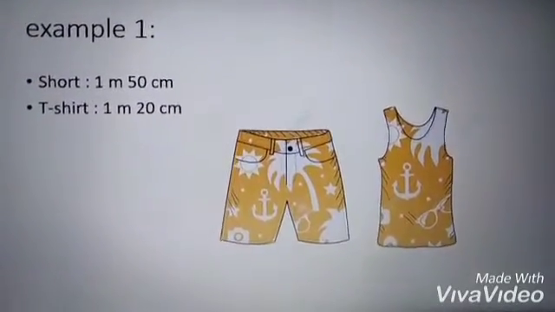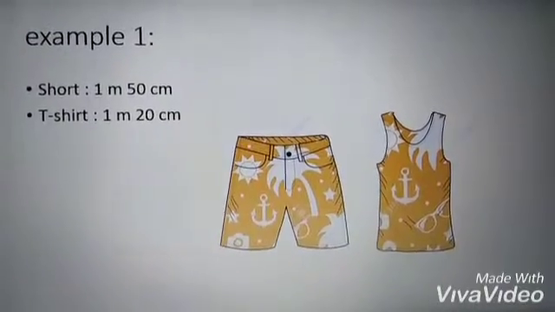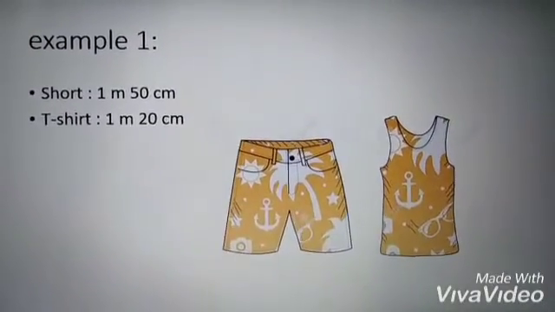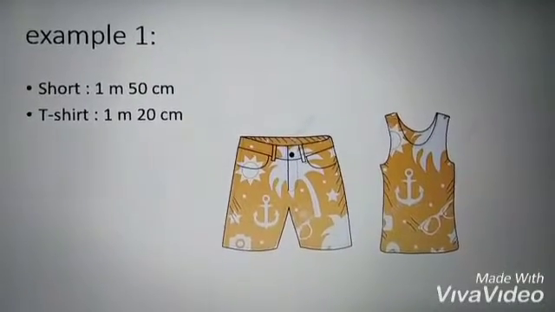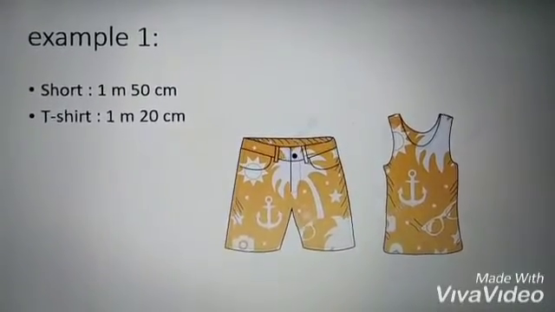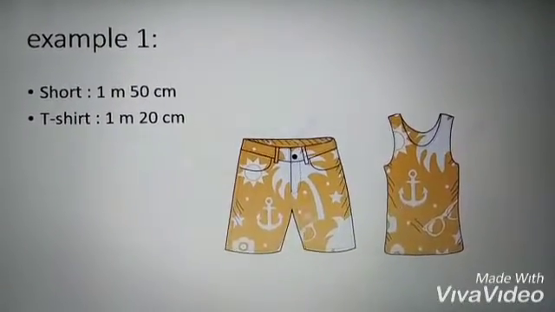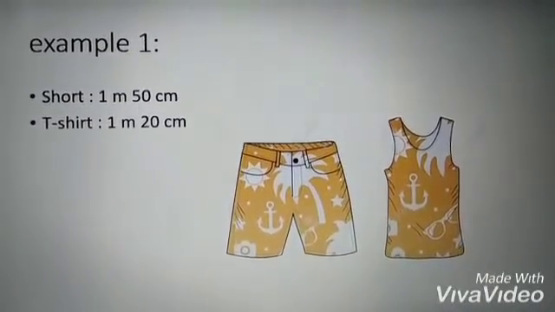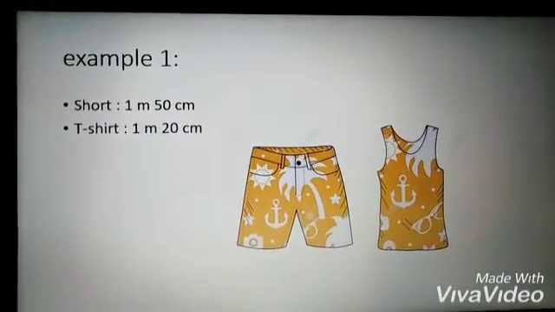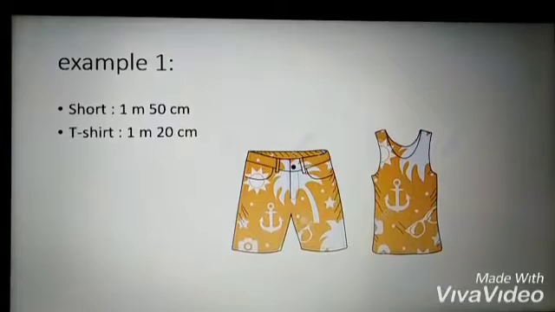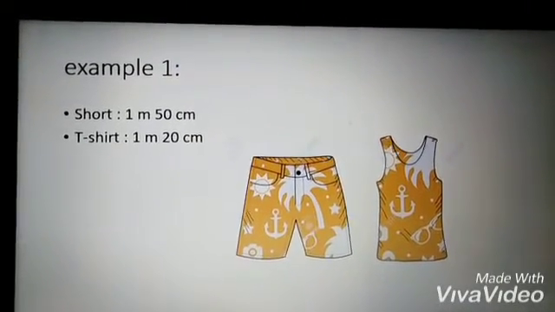Example number 1. Tom has an orange cloth. He used 1 meter and 50 centimeters of this cloth to make a shirt, and he used 1 meter and 20 centimeters to make a t-shirt. How much cloth does Tom need to make both the shirt and the t-shirt all together?